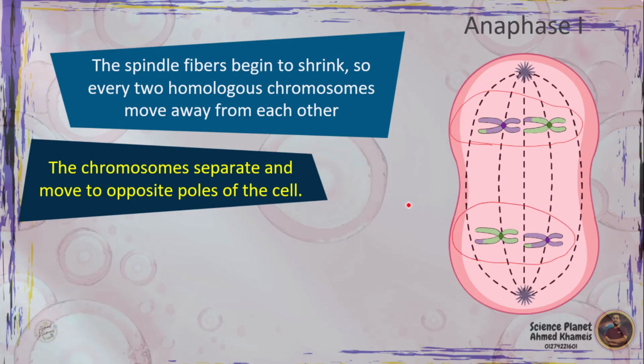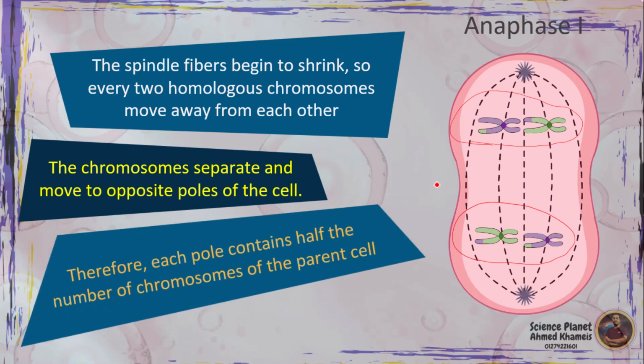So the cell originally has 1 chromosome from the father and 1 from the mother, but here the cell has 2 sets of chromosomes, homologous chromosomes from the father in one pole and homologous chromosomes from the mother in the second pole. And so each pole contains half the number of chromosomes of the parent cell.